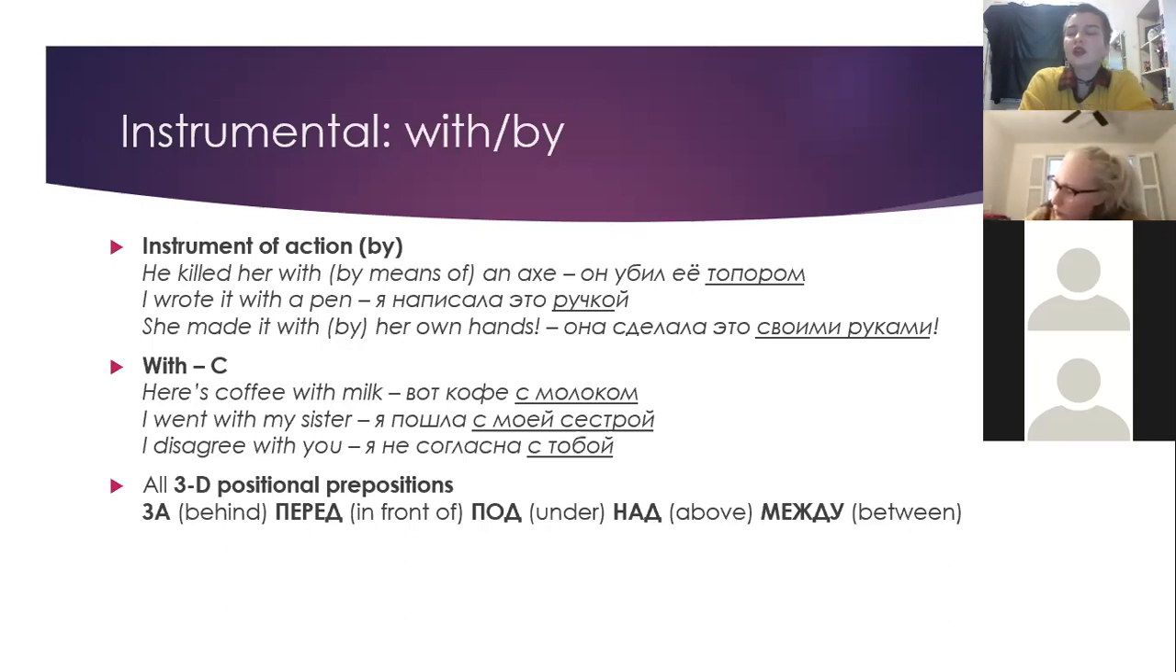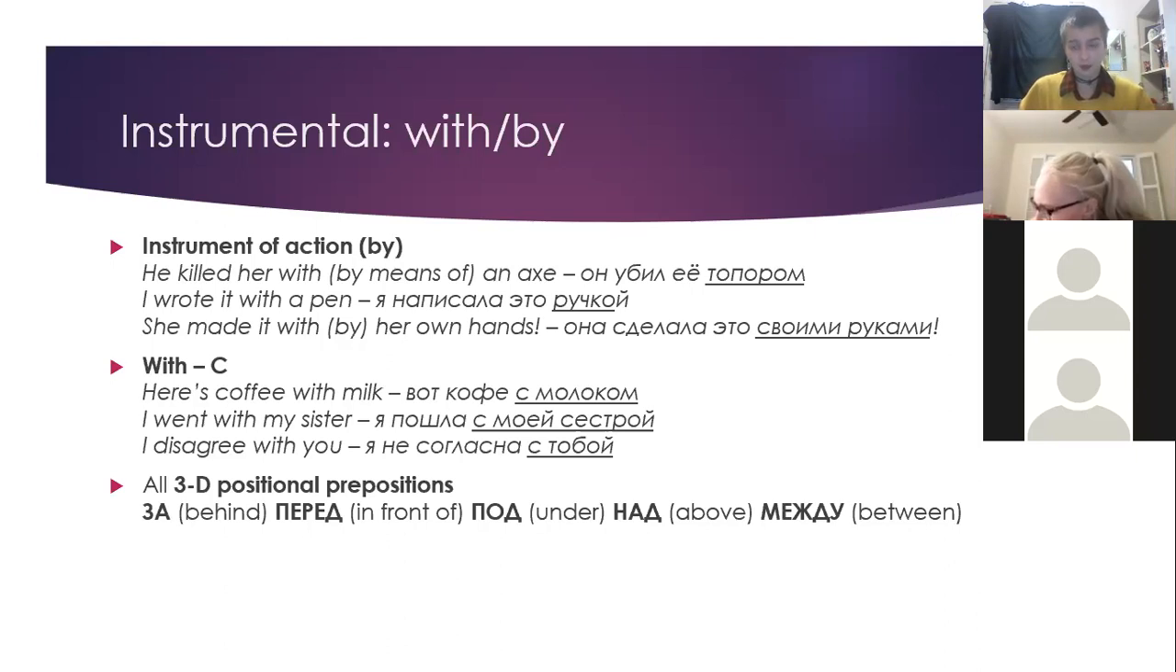And a whole cluster of prepositions, which I called 3D positional prepositions. Excuse the redundancy. Basically, all the 3D positions: behind, in front of, under, above, or between. If you imagine a box and a little ball, and you put the ball on it, under it, next to it, behind it, that's going to be all prepositional. Oh, sorry, instrumental. Instrumental.